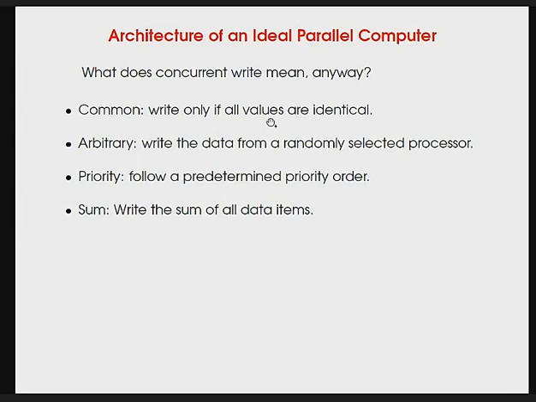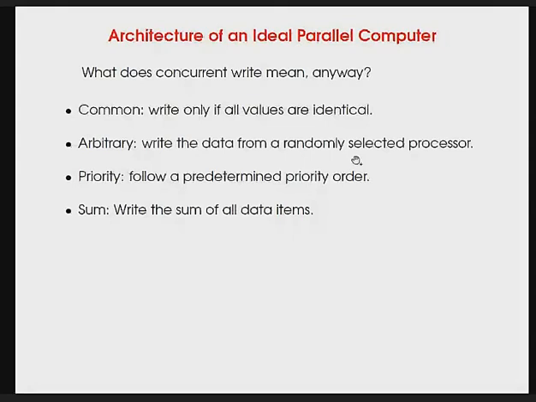Of all the values means that the processors are attempting to write are identical. So whatever the processor is going to use the write operation, if all the values are going to be identical, then the common protocol will be considered. Then arbitrary, in which an arbitrary processor is allowed to proceed with the write operation and the rest get fail.